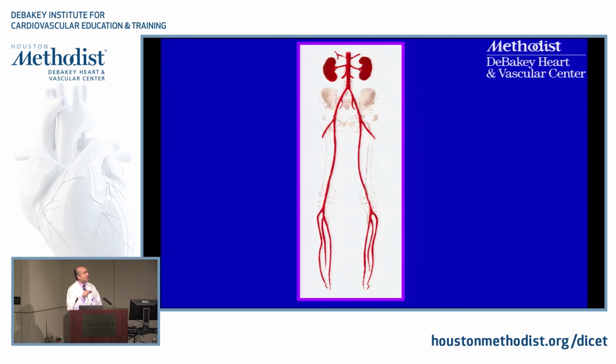Then you've got the aortic bifurcation, which gives rise to the common iliacs, the external and internal iliacs, and then subsequently the common femoral artery below the inguinal ligament. The common femoral artery is then broken down into the superficial femoral artery and the deep femoral, or profunda femoris. And then the superficial femoral becomes the popliteal at the level of the knee.